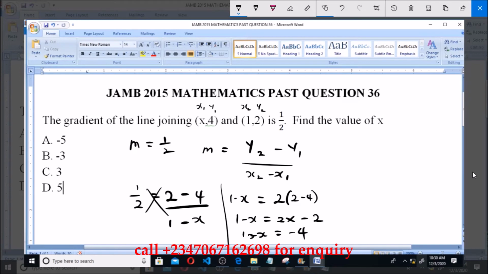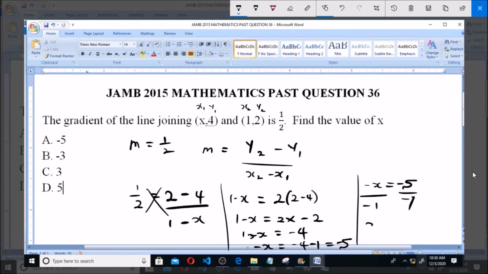Now from here we have that minus x is equal to minus 4 minus 1, and that is equal to minus 5. So now we have minus x is equal to minus 5. Let's divide both sides by minus 1. So we have x is equal to 5. Minus cancels minus. So x is equal to 5, and that is option D.